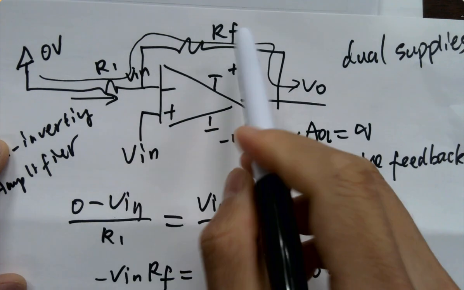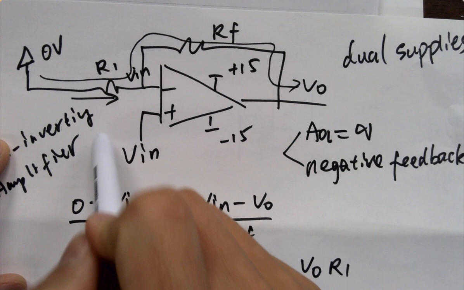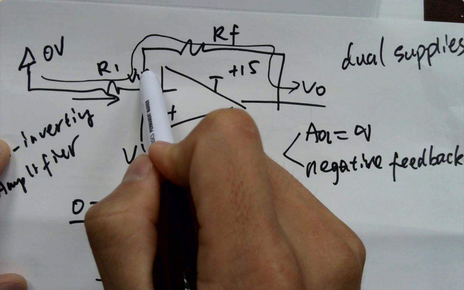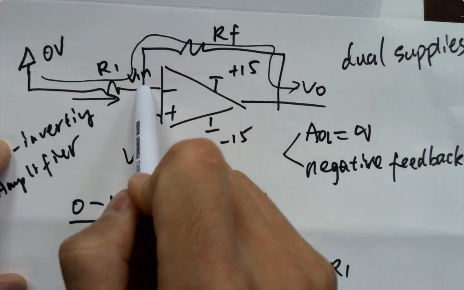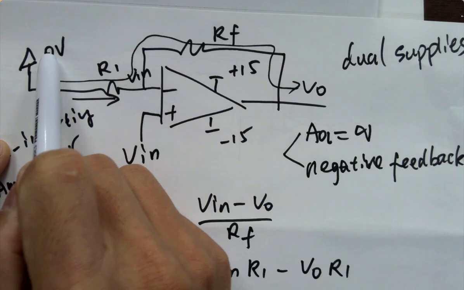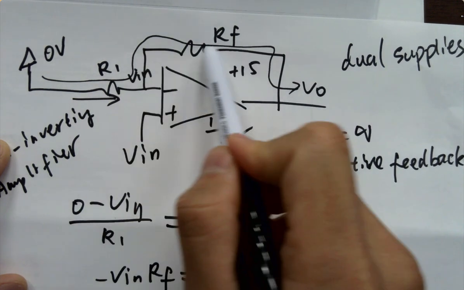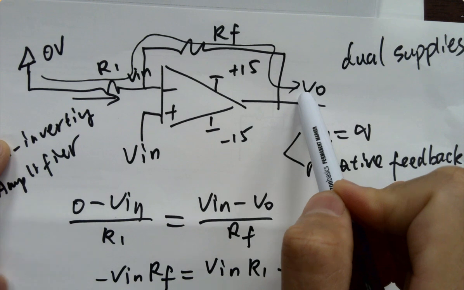However, since we know these two are equal, this is being measured to here, so the voltage here is given as well. If this voltage is given, we know here is 0 volts, and we can calculate the current by Ohm's law. Current goes through RF. We will be able to know our VO, right?